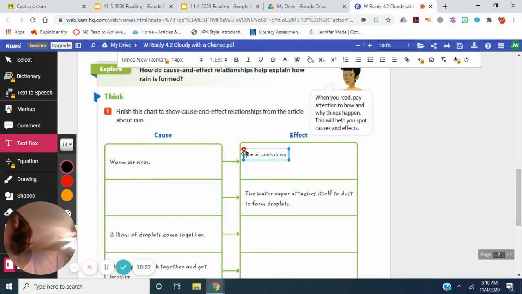Okay. In the next row of the chart, we see that the effect is already here. It says the water vapor attaches itself to dust to form droplets. So we know what happens. So now I would like you to go back in the story and figure out why water vapor attaches itself to dust to form droplets.